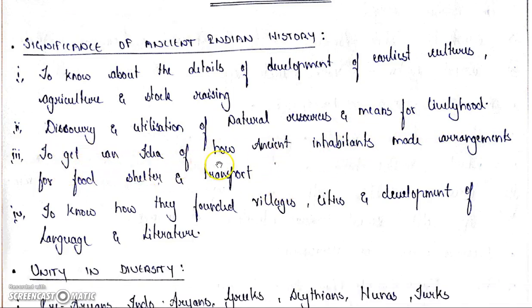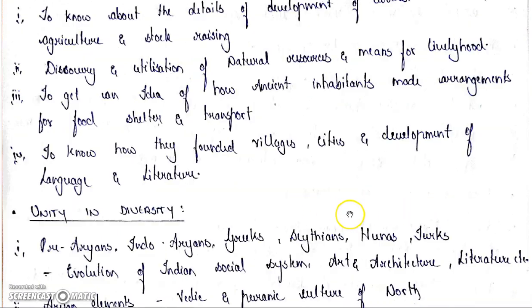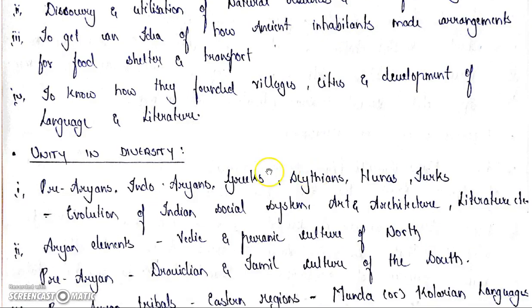And to get an idea of how ancient inhabitants made arrangements for food, shelter and transport. I think you understood this. This is very easy, how they made arrangements for food, shelter and transport, right? Then to know how they founded villages, cities and the development of language and literature, right? We are living in cities, villages, and we are speaking many languages and literature has developed, but how all these things have developed from time to time, this will help us, right?